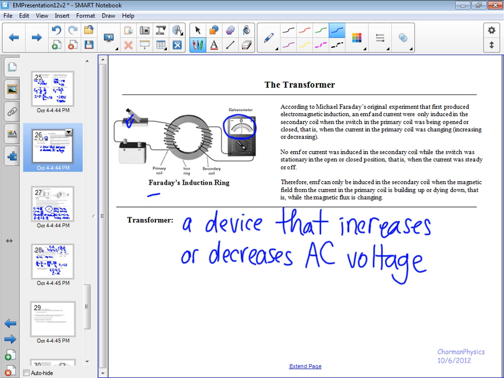And this induction ring was a transformer. A transformer is a device that increases or decreases AC voltage, alternating voltage, right?